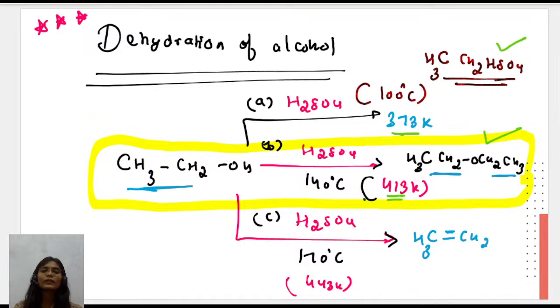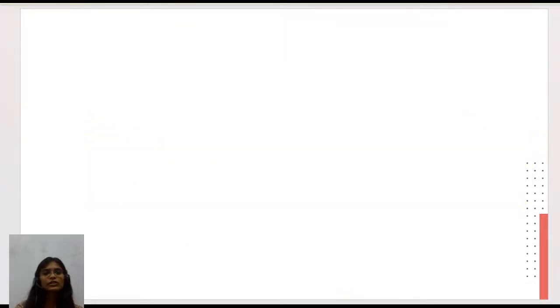So is this point clear for everyone? In this case, what is the problem? The problem is very simple: we end up with the symmetrical ether. So that's why we are avoiding the use of this method. And you are also observing there's a different temperature as well. Now, one of the famous reactions as well.